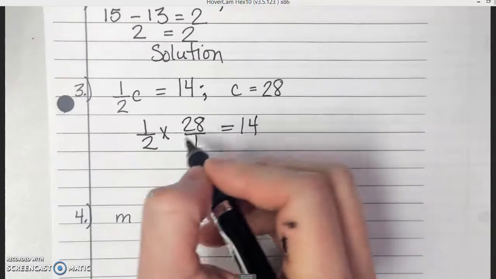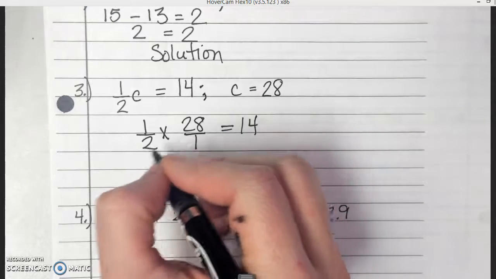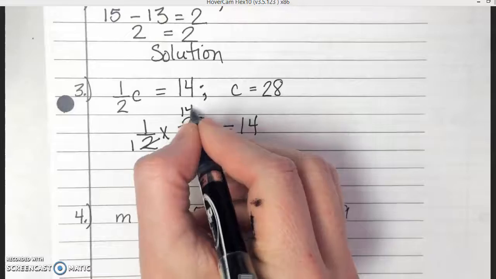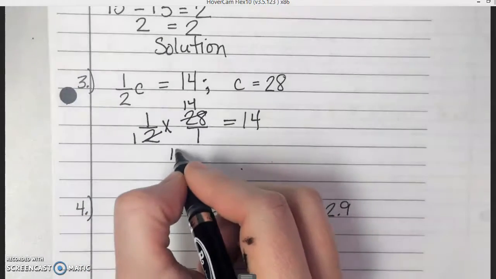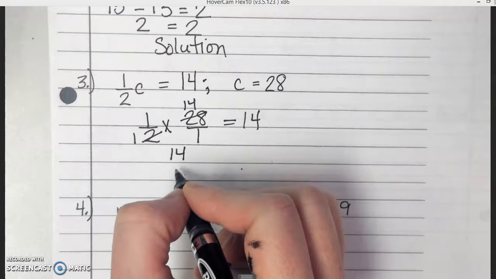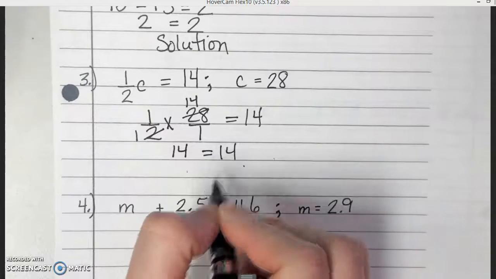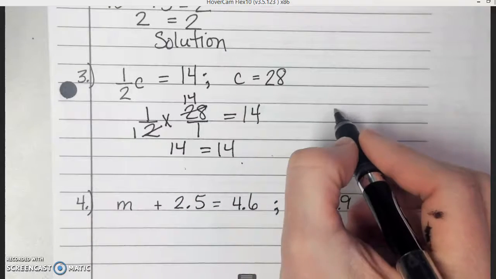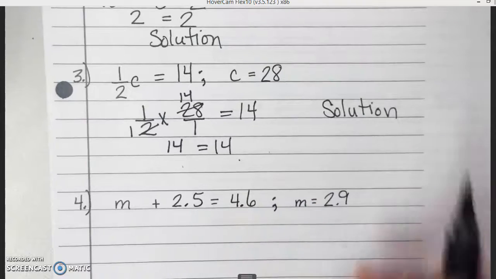Alright, so I could do some cross canceling, or I could multiply across and then divide, but I'm going to go ahead and cross cancel. 2 will go into 2 once, and 2 will go into 28 14 times. So when I multiply, 1 times 14 is 14, and on the bottom, 1 times 1 is 1. Is there any point in writing that 1 there? Nope. So 14 is equal to 14, so that means that 28 would be the solution. I'm just going to write it over here on the side this time. Does that make sense?